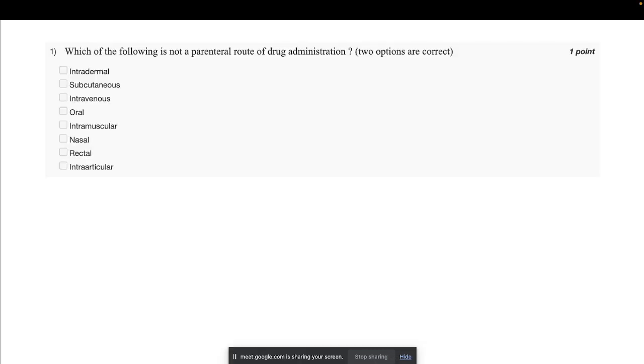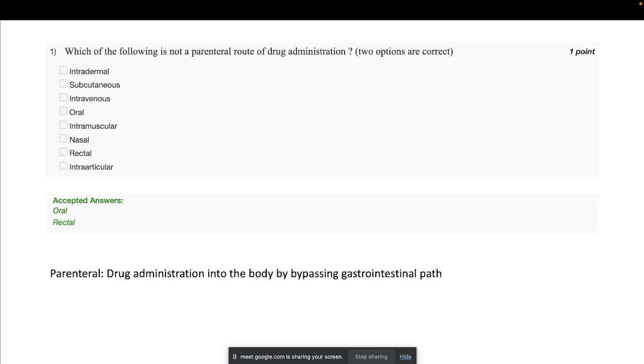So the first question was, which one of the following is not a parenteral route of drug administration? The answer was oral and rectal, because everything else is parenteral. Parenteral means drug administration into the body where you bypass the gastrointestinal path.